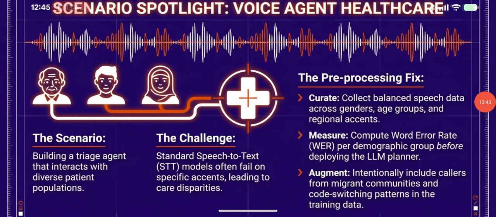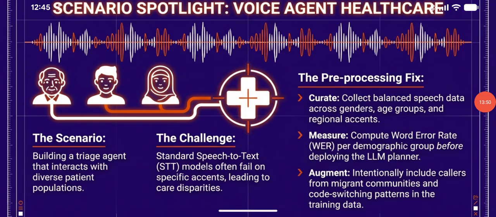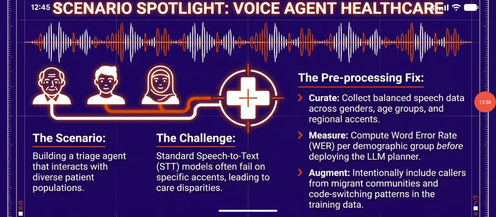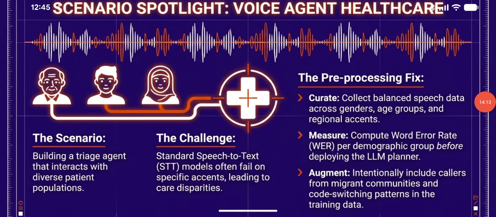So let's take an example of a voice agent in healthcare. If a user asks any question to the agent, speech to text needs to understand it, so it needs to be tested with different accents. Accordingly, based on those results, we need to curate it, and then after curation, test it and measure the word error rates. Is it able to understand the pronunciation from different users, and how accurately is it able to understand it?